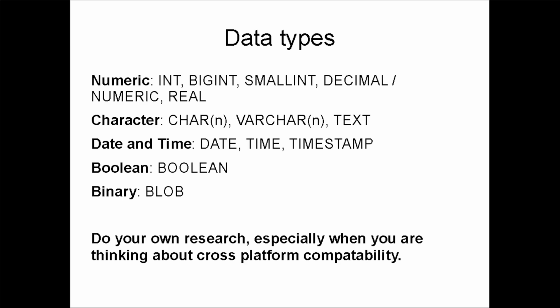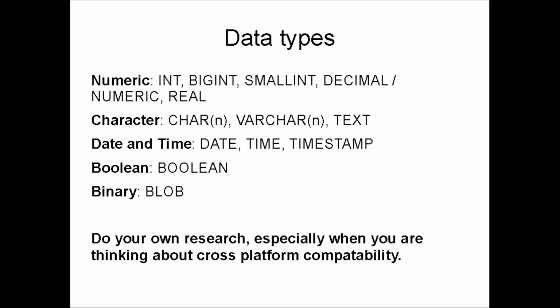Big integer, larger whole numbers for massive data sets. Small integer, smaller whole numbers. Decimal or numeric, exact decimal values, useful for financial applications. Real, approximate floating point numbers for scientific data.